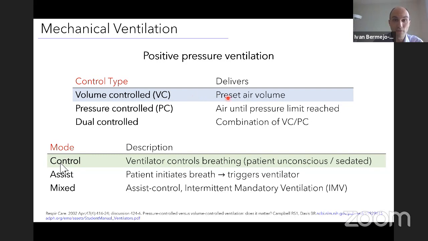So you preset the air volume that you want to push into the patient's lungs, and then you can monitor other variables. A bit less common in these open source emergency ventilators is the pressure control, but I'll highlight one of the examples in the 5 cases that I have selected today. And then there are the 3 modes: control, assist, and mixed. Most of them are oriented towards the control mode of ventilation, and this typically involves the patient being unconscious or sedated. So the patient is not actively participating in the breathing.